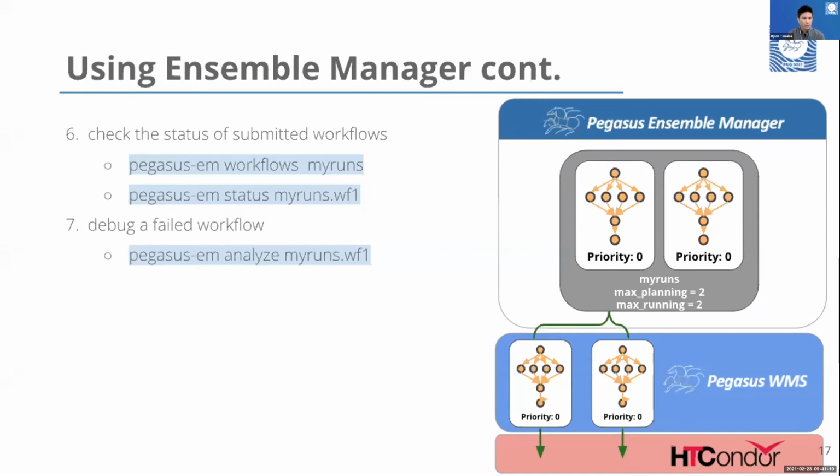If, for instance, one of the workflows fails, then you can use pegasus-em analyze, and you give it the name of the ensemble and the workflow, and that will give you pegasus-analyzer output for that specific workflow.